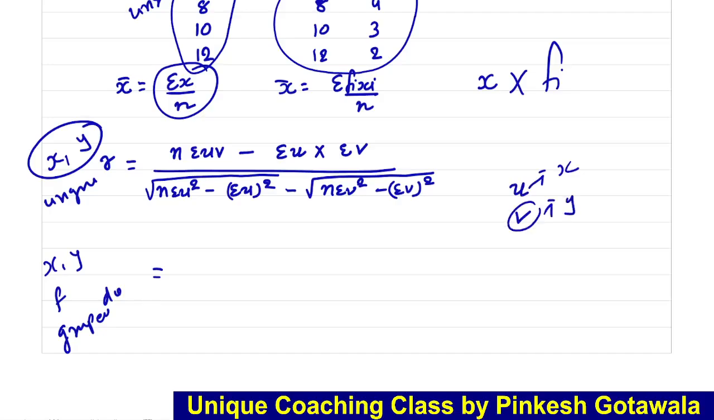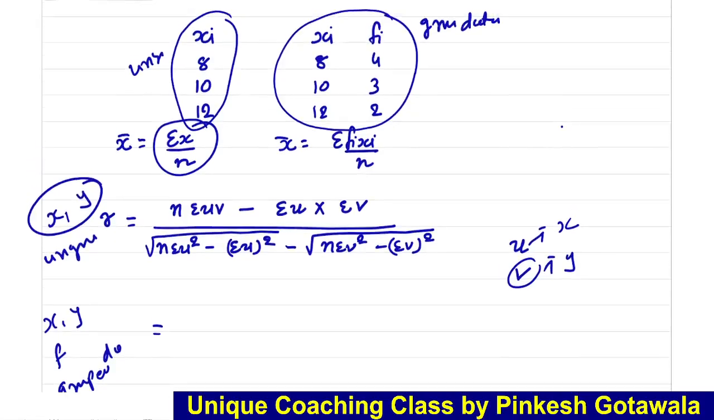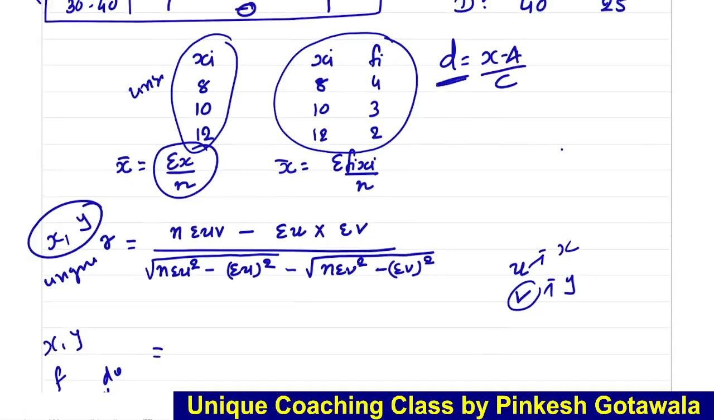Because of the shortcut method, just like in mean we use d. Under the shortcut method, we prepare a column of d, which is x minus a divided by c. So we use d for the xi. Same here, under correlation, for x we use u and for y we use v.